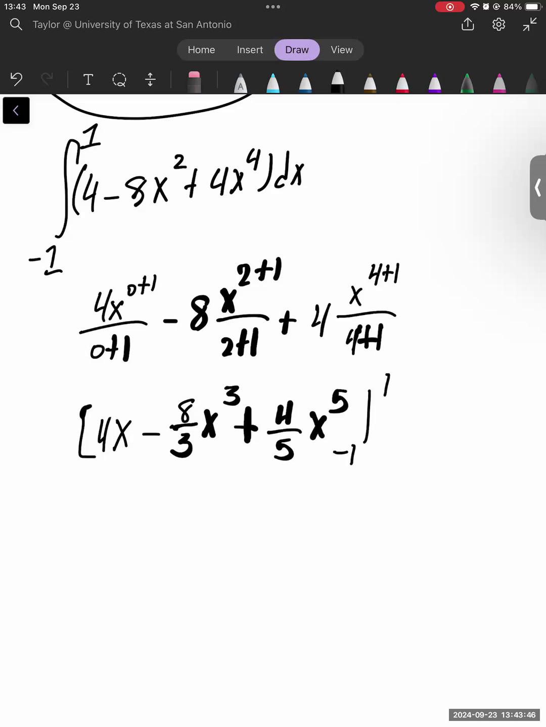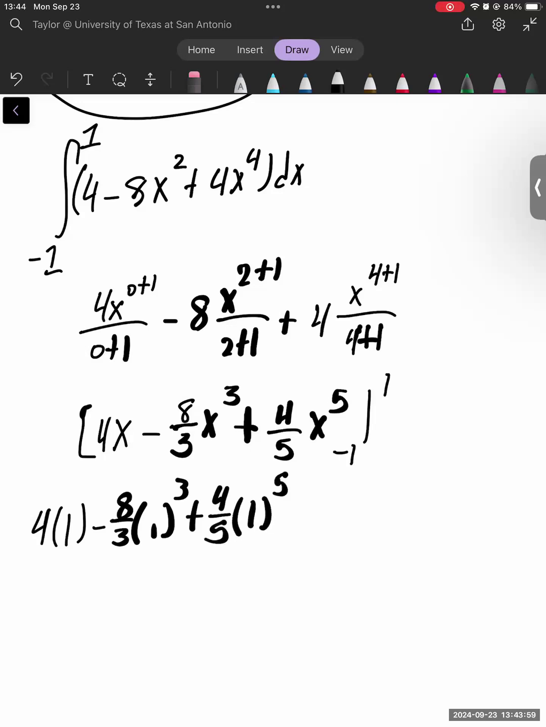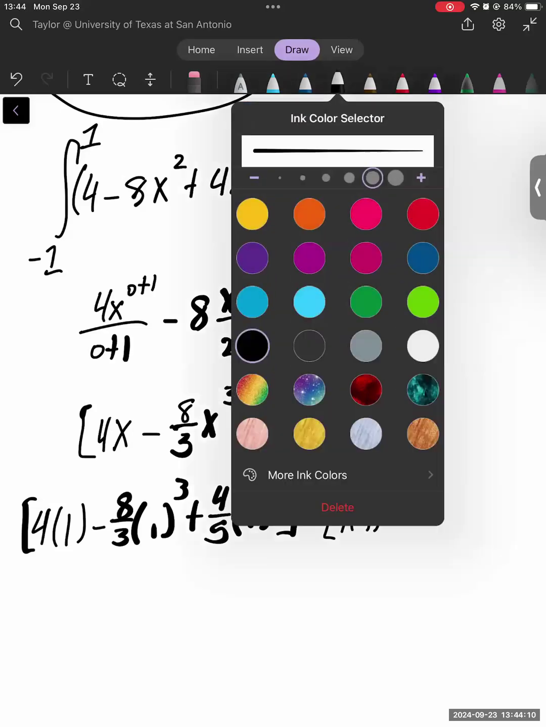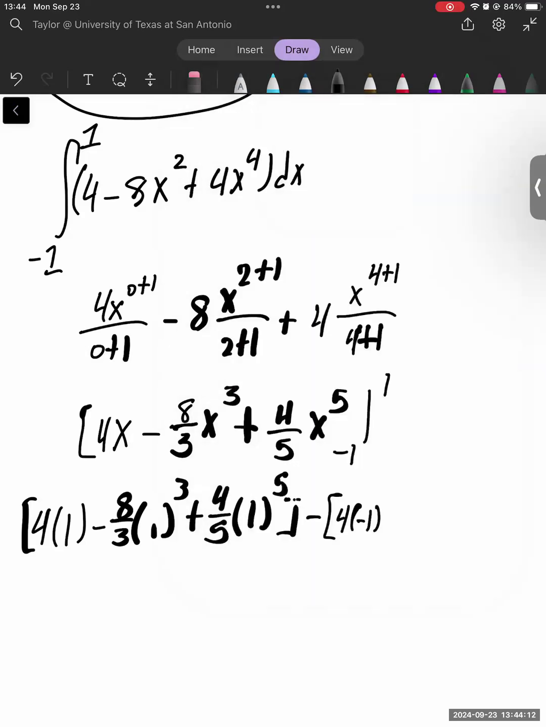While I'm waiting, I'll go ahead and start writing it down. I get 4 times 1 minus 8 over 3 times 1 to the third plus 4 over 5 times 1 to the fifth, minus 4 times negative 1, minus 8 over 3 times negative 1 cubed, plus 4 over 5 times negative 1 to the fifth.